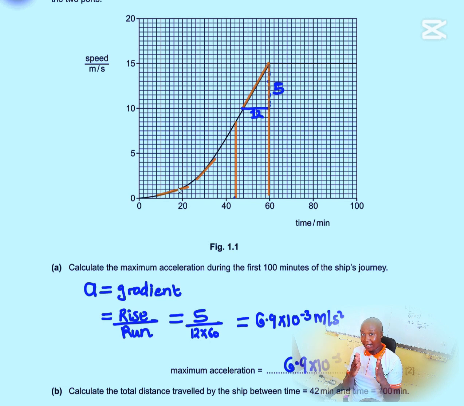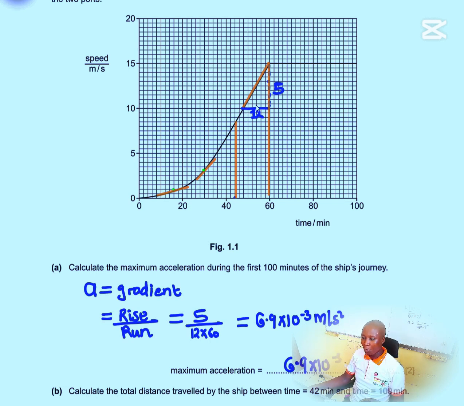If the line is steep, it means a high gradient. If the line is not very steep, it means a low gradient, which also communicates less acceleration. So acceleration at this point is going to be less than this, and acceleration is highest where we have this particular section. That's where we have a very steep gradient.